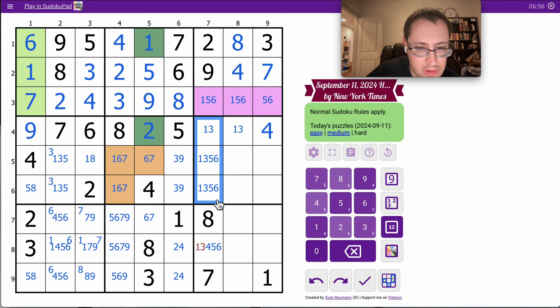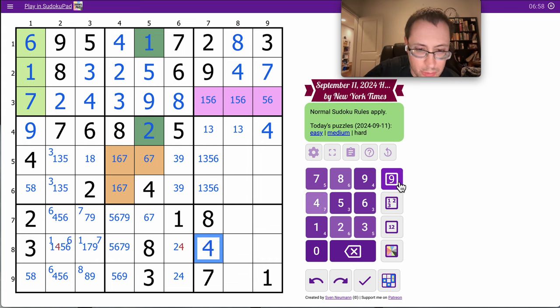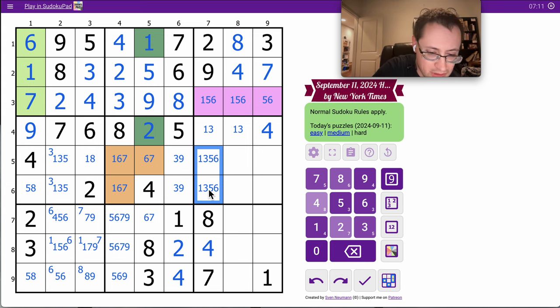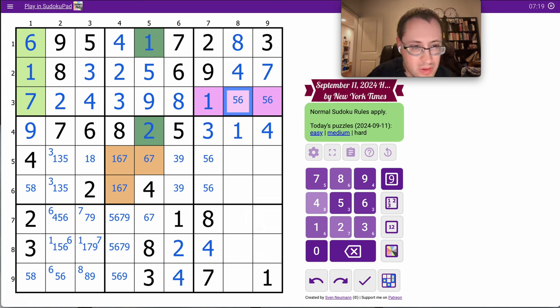Okay, this isn't 4, and these can't be 4, so where does 4 go in the column? There's one space left. And only one space left. Well, 1, 3 means these can't be 1 or 3, so that ends up being 5, 6, which means that's a 1. One, three, four, five, six.